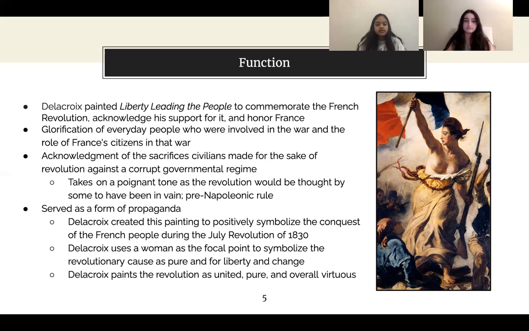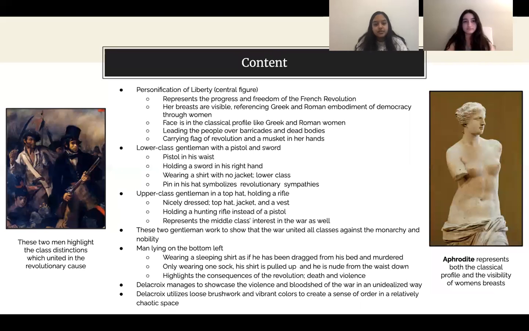And Delacroix painted this painting to positively symbolize the conquest of the French people during their July Revolution of 1830. And Delacroix uses the woman as a focal point to symbolize the revolutionary cause as being pure and for liberty and change. And he paints the revolution as united, pure, and overall virtuous. So the content in the painting is embodied by the personification of liberty, which is the central figure, and she represents the progress and freedom of the French Revolution.